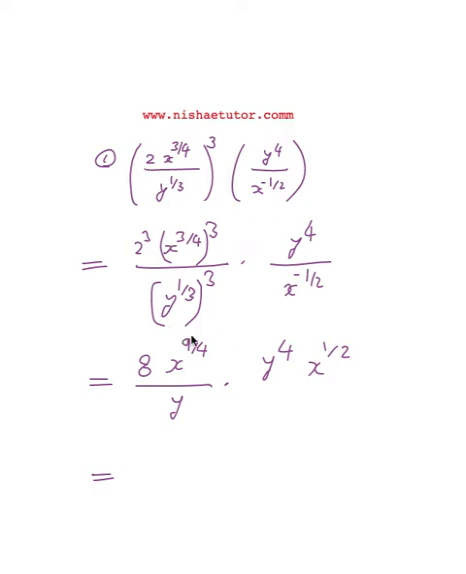Now here this one and this one have the same base, so we can add the powers. So 8 x to the power 9 upon 4 plus 1 upon 2, and here y to the power 4 upon y, so here 4 minus 1, because here the quotient rule and here the product rule. Okay.